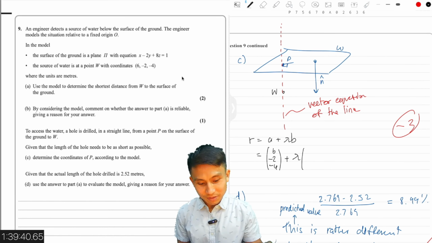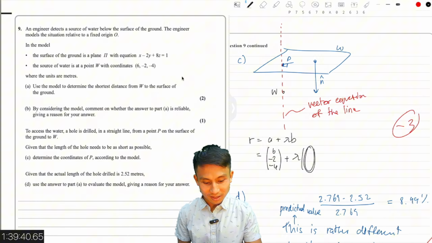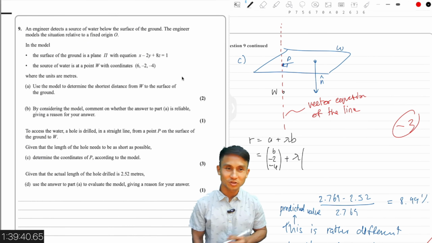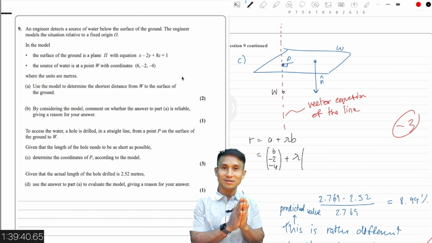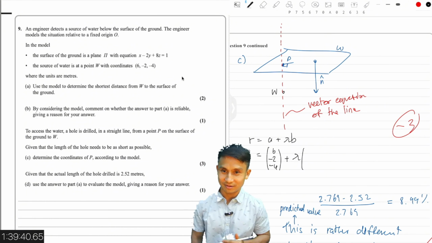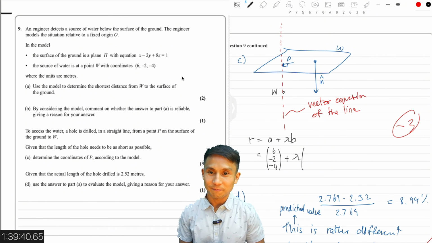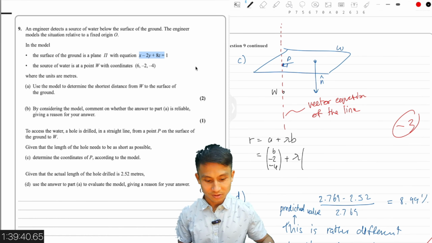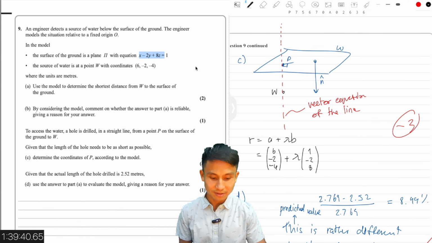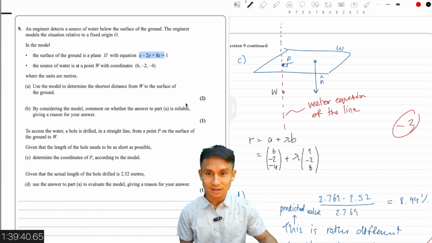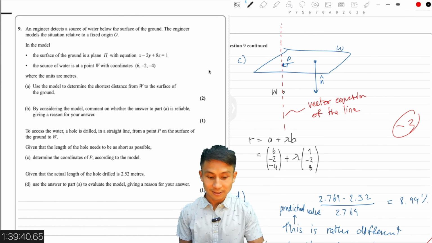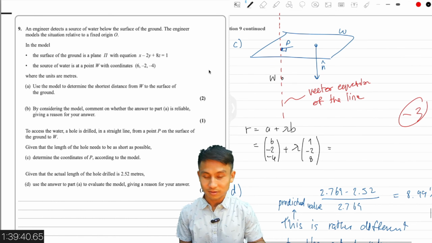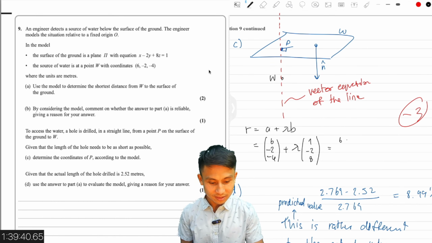Alright? That means we can use the normal vector to be the vector B here, which is any vector that is along the line. Okay? So we're going to take vector B, the normal vector. We got it from this thing here. So that's (1, -2, 8), just the coefficients of x, y, and z respectively. And this is the vector equation of the line there. So it's just (6 + lambda, -2 - 2 lambda, -4 + 8 lambda).